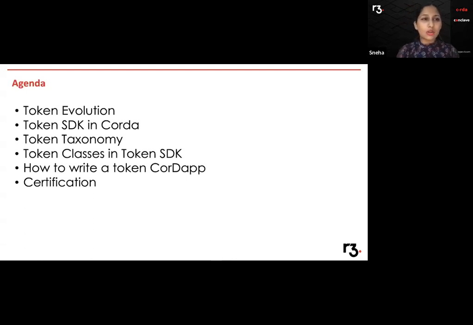Quickly looking at the agenda, we'll talk about the token evolution, and then we'll talk about the token SDK in Corda. We'll also talk about the token taxonomy, which covers how tokens are usually classified in Corda. Then we'll look at the Token SDK library, which provides certain classes you can use when building a Token SDK Corda app. Finally, we'll wrap up this session by writing a small token Corda app. And I'll also talk about certification at the end.